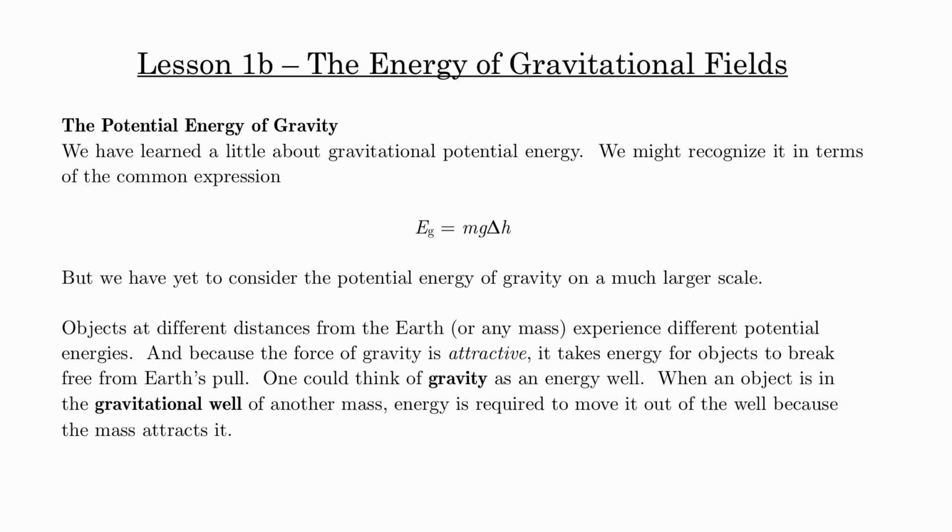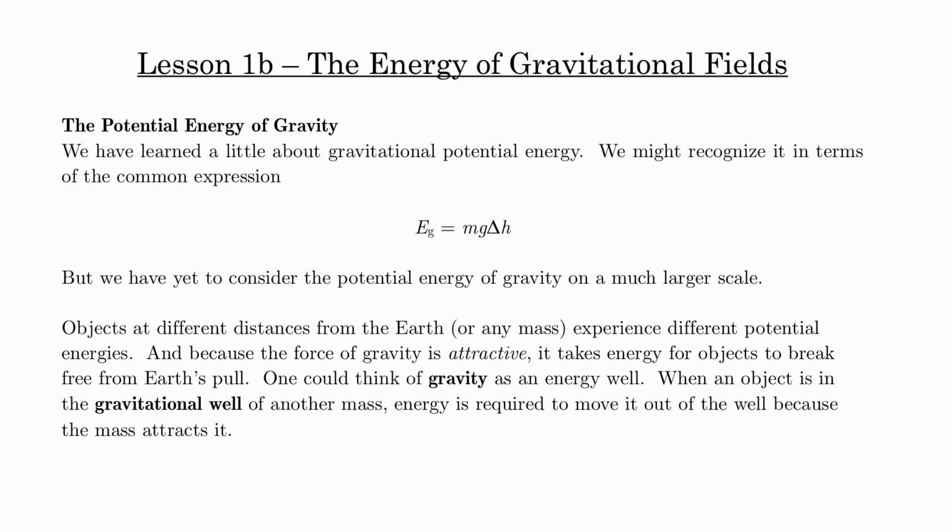In the past, we've talked about EG as being mgh, which is mass times the acceleration due to gravity times a change in height, which is completely fine when we're at the surface of the Earth. But we really haven't considered potential energy of gravity on a larger scale. We haven't considered the potential energy of gravity on different planets or at different distances from planets. And we'd like to be able to do that.